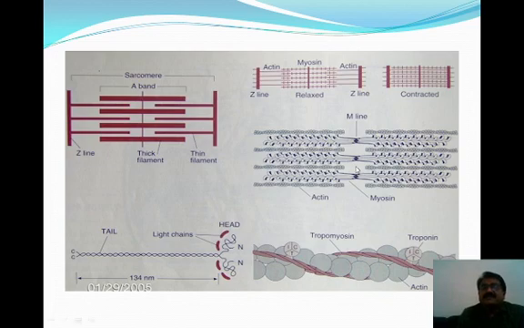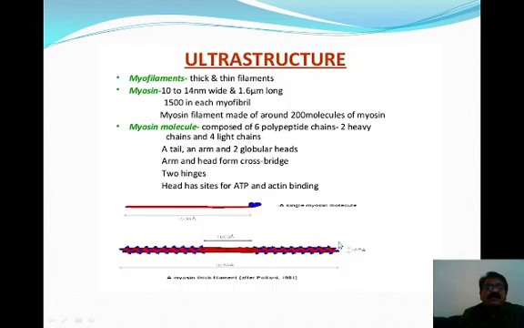Here the actin and myosin filaments are present, as we already know. Actin and myosin are the two important protein molecules observed in striated muscles, and they are associated with other proteins, namely troponin and tropomyosin. Now the ultrastructure of the myofilaments reveals thick and thin filaments.